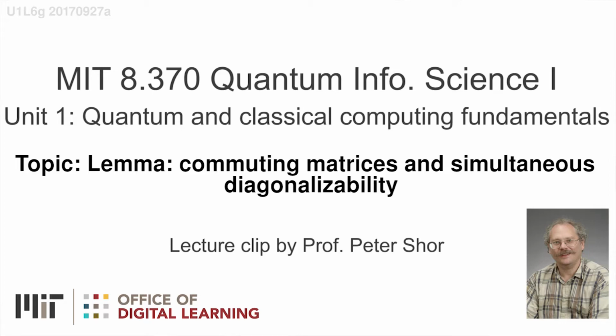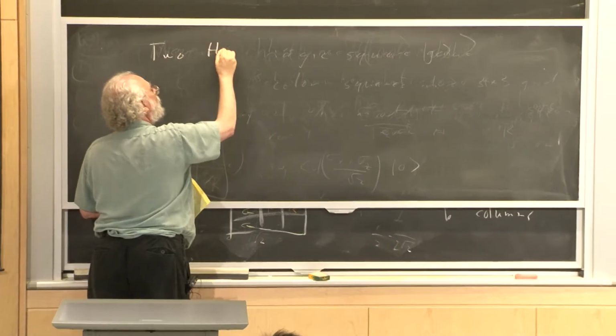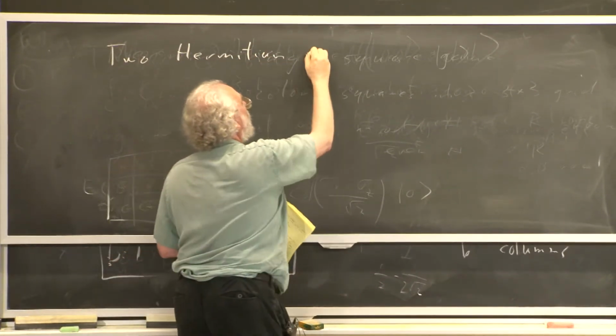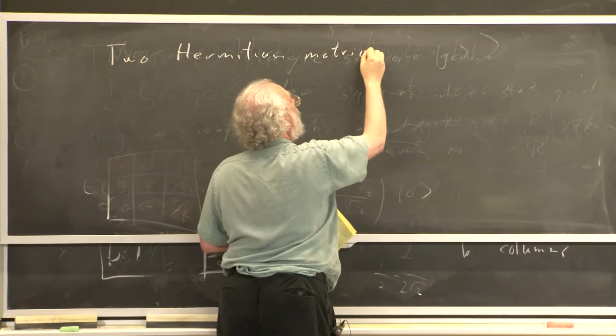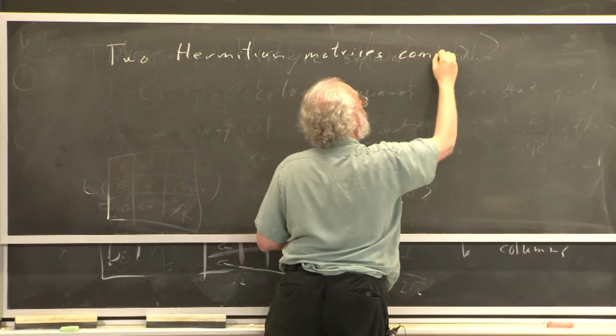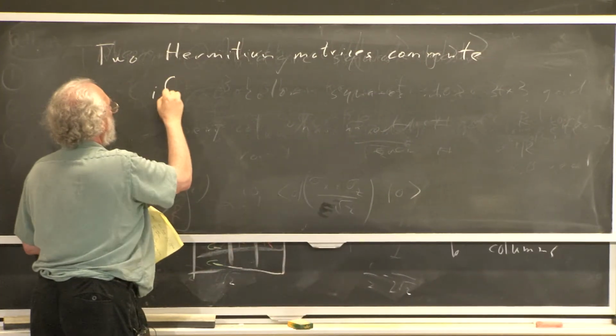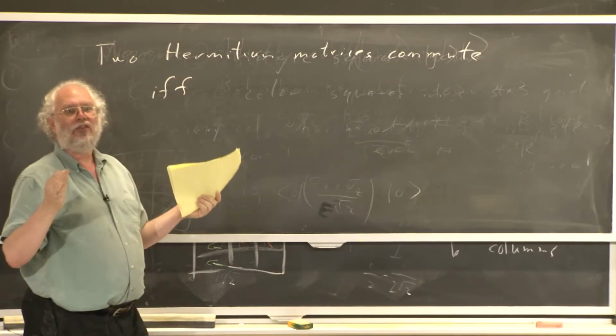But first, I need to tell you something more about quantum mechanics. Two Hermitian matrices commute if and only if they are simultaneously diagonalizable.